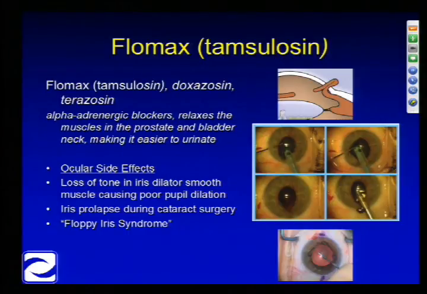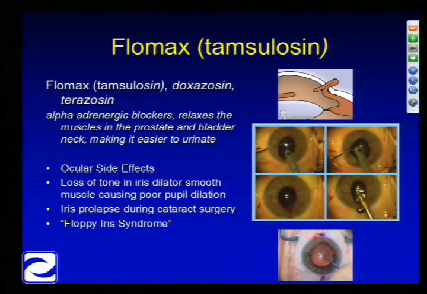Something that I battle on a weekly basis are the alpha-adrenergic blocking drugs. And they talk about this on television when they have their commercials, that if you're taking one of these, you should notify your eye surgeon. Drugs such as tamsulosin, doxazosin, and trazodone block the alpha-adrenergic system, and they are used for treating prostatic hypertrophy. They relax the muscles in the prostate and the bladder neck, making it easier to urinate.